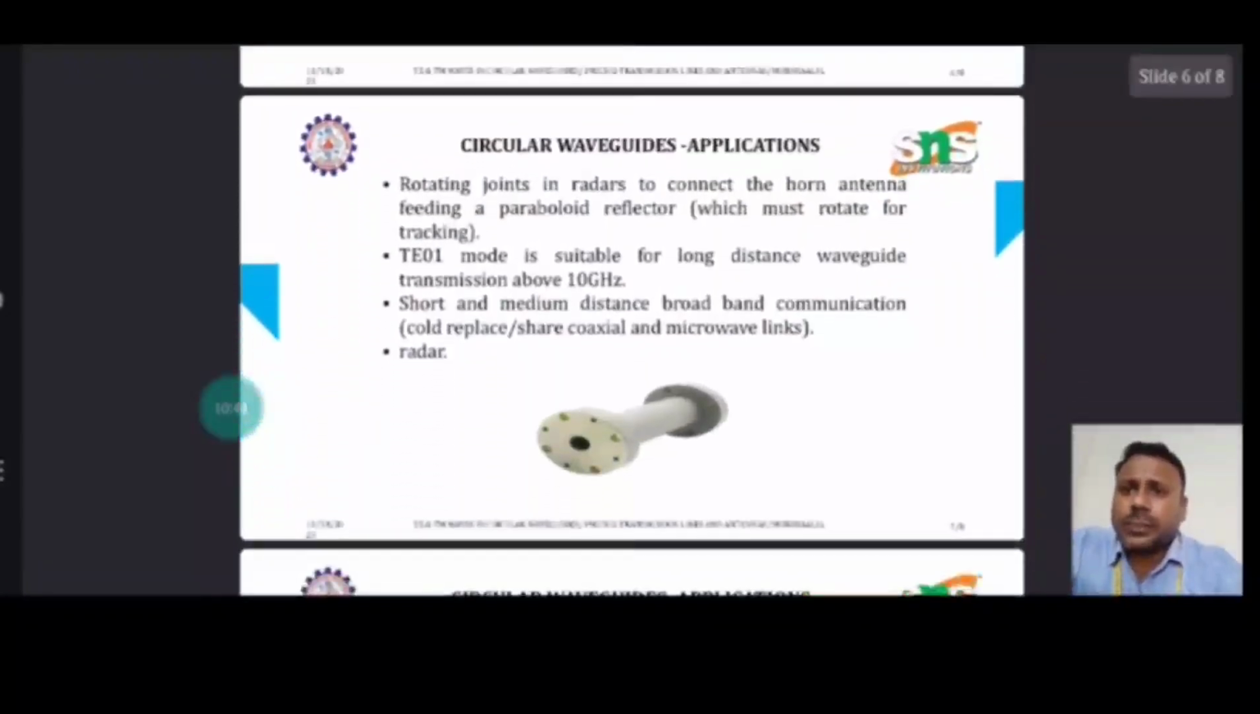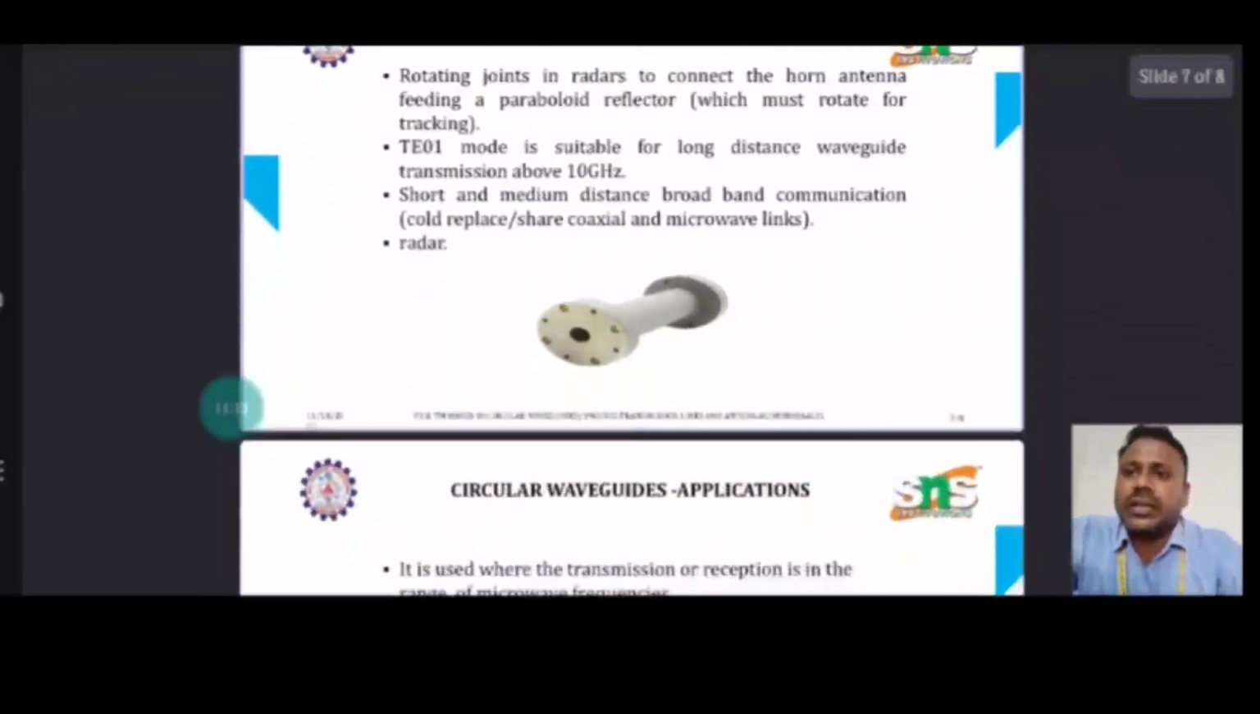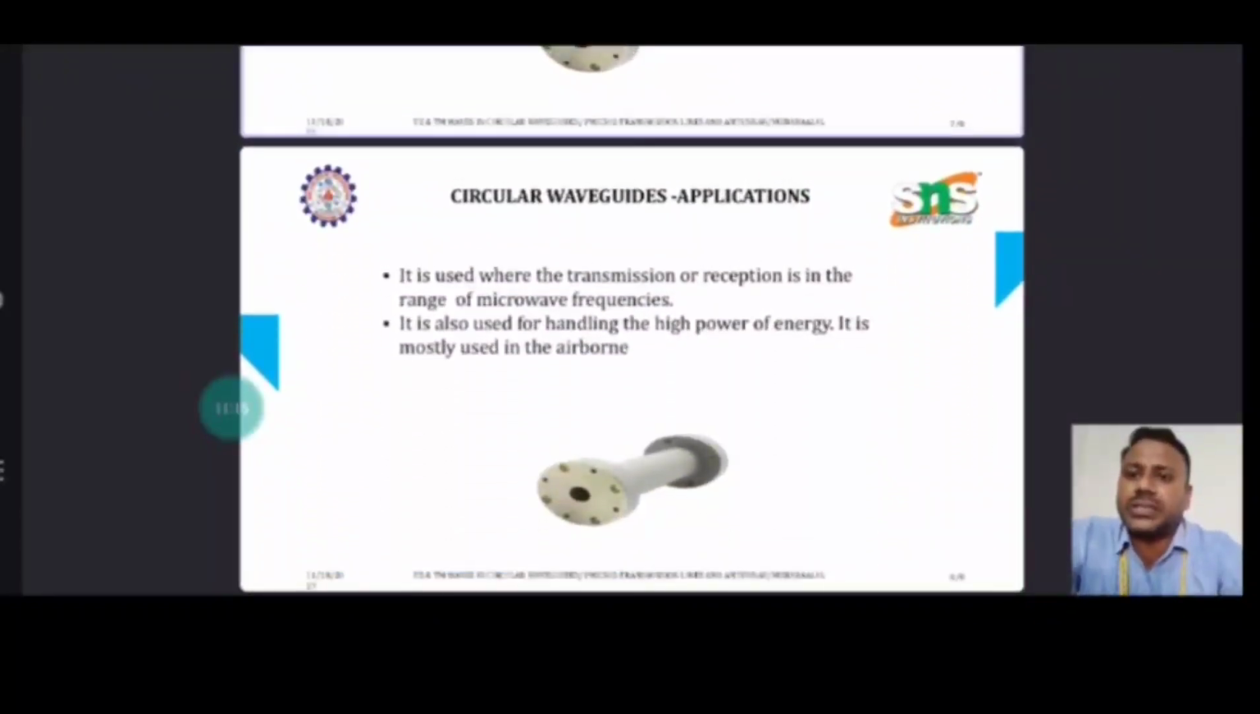These are a few applications of circular waveguides. Circular waveguides are used as rotating joints in radars to connect the horn antenna, to feed an upper lobe, lower lobe or middle lobe, with the paraboloid reflector, which must rotate for tracking. This tracking is used for transmission and band communication like short distance and medium distance. The frequency range is 1 gigahertz to 10 gigahertz. So these are the conditions of circular waveguide applications.